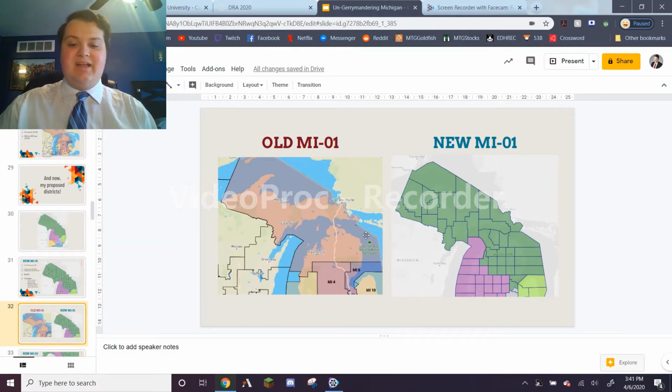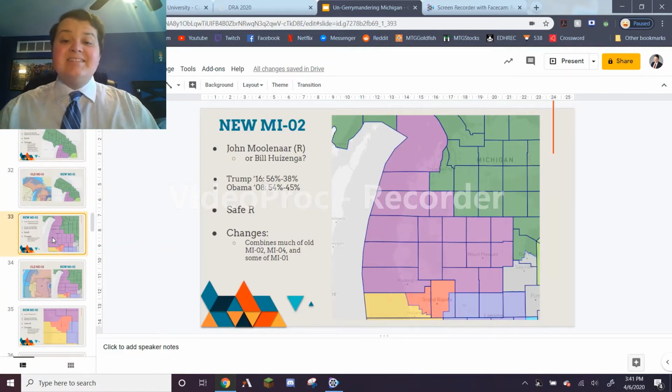Now this district goes down to the east, but obviously the Upper Peninsula is completely unchanged. Next is the 2nd district. This could be represented either by the current 4th District Representative, John Moolenaar, or by the 2nd District Representative, Bill Huizenga.